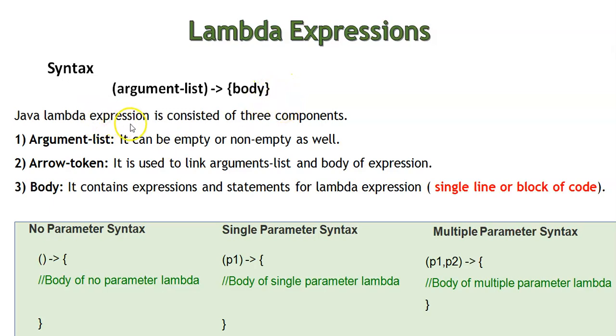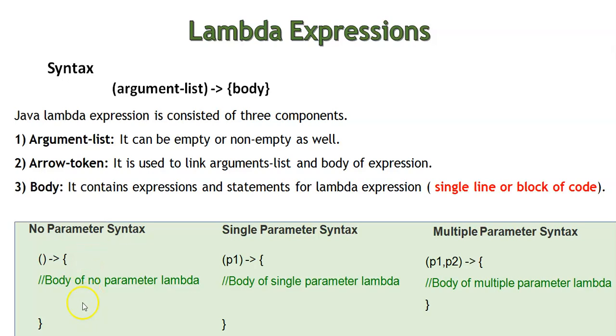So the lambda expression is said to contain three components. The first component is the argument list. The argument list can be empty, that is, it can be provided without arguments, or it can be provided with one or more arguments as well. Followed by the argument list, we have the arrow token. This arrow token is used to link the argument list to the method body. The third component is the method body. It contains the expressions and statements for the lambda expression, which can be of a single line or a block of code.